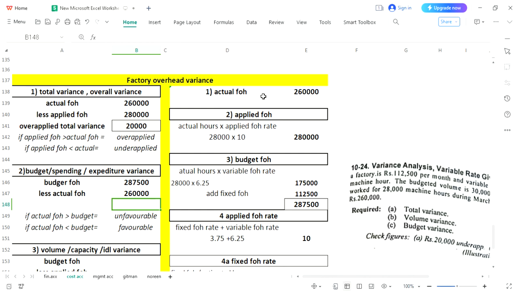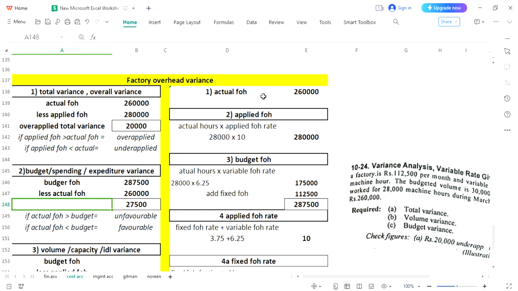Alright, so how much is the budget FH? 2,87,500, and you need to subtract the actual FH, which is 2,60,000. So here we have the variance. It is a pending variance. It's time to conclude what type of variance it is.